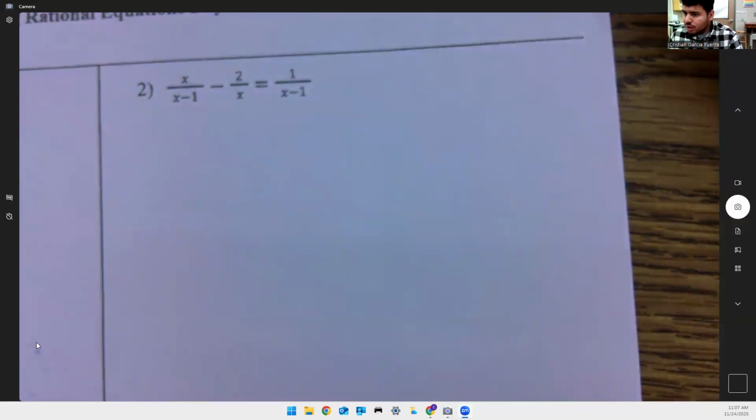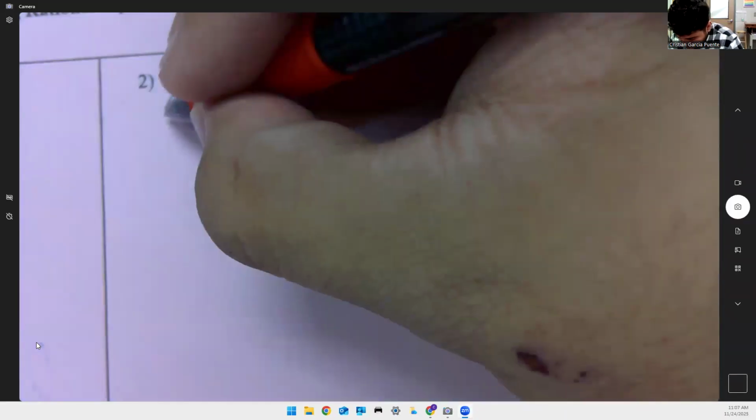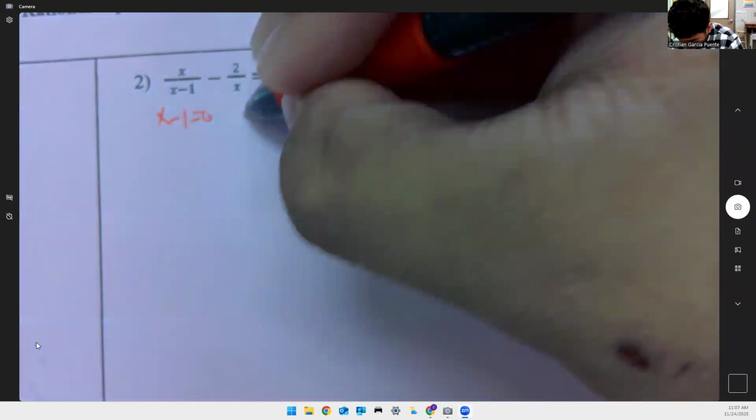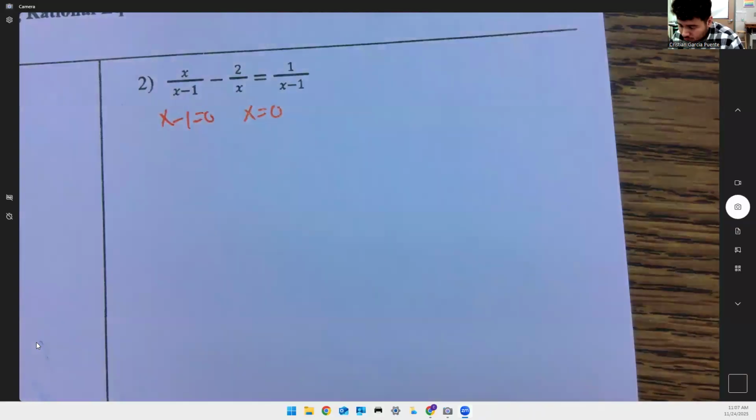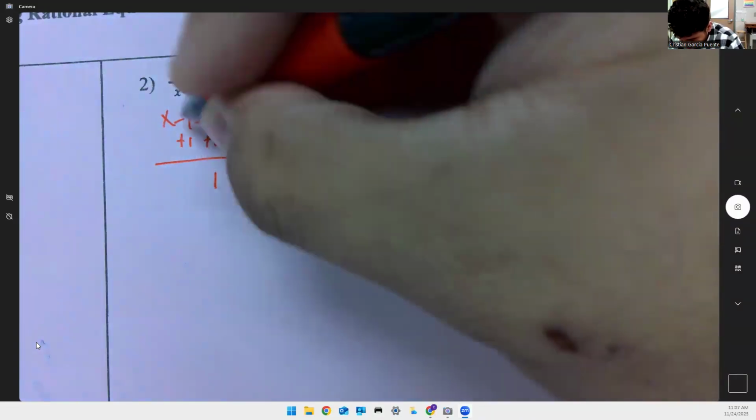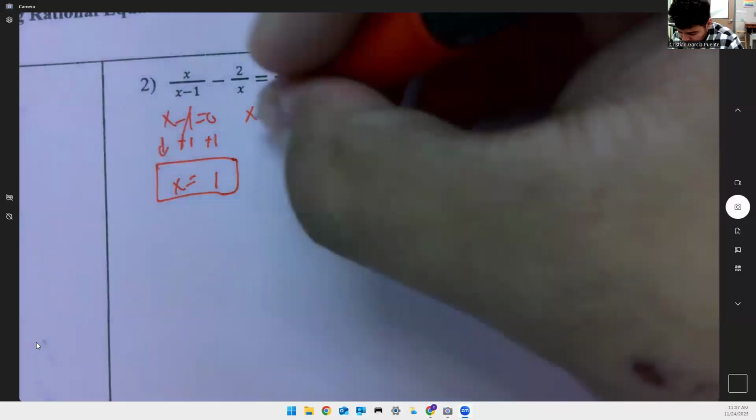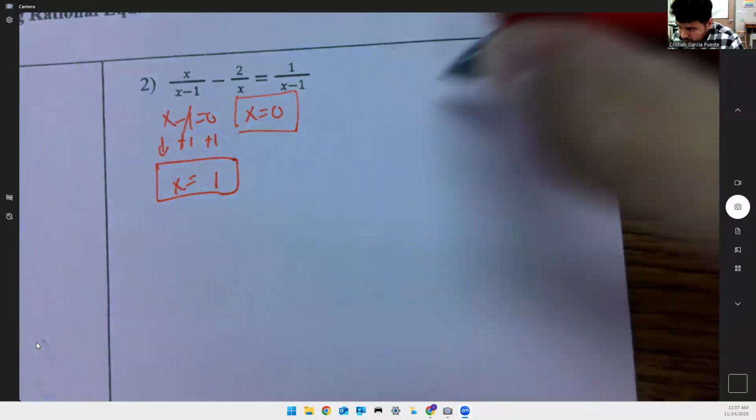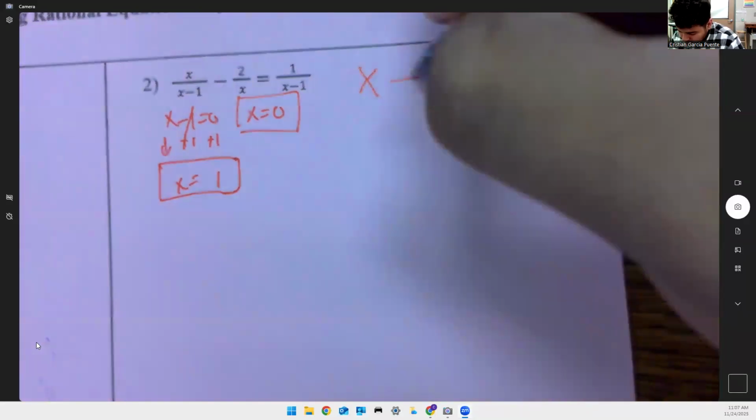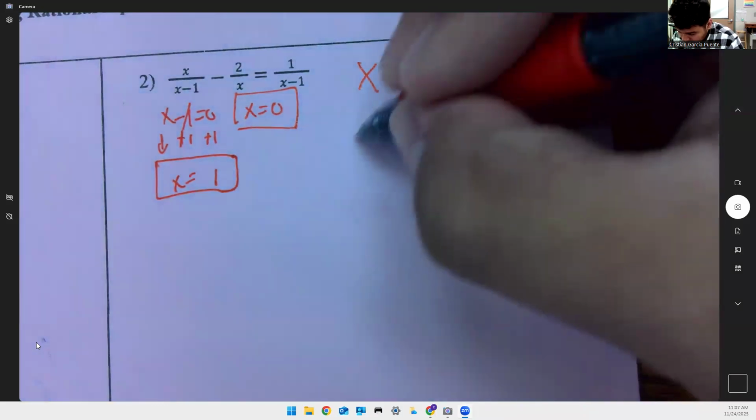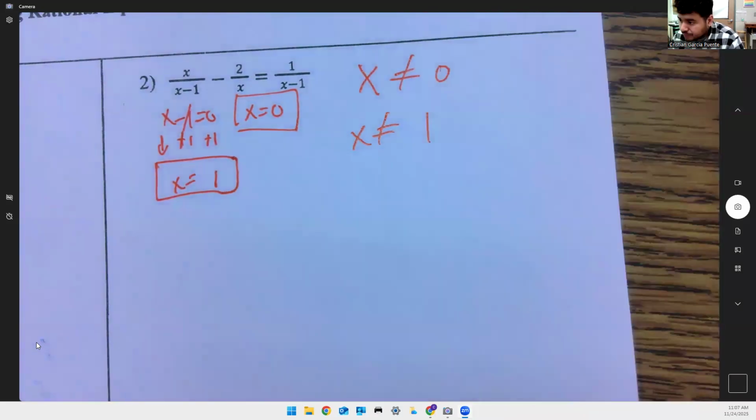So first things first, it doesn't matter which method you're doing, you have to find your excluded values. Over here, make the denominator equal to 0. So x minus 1 is equal to 0. How do you get rid of that negative 1? You add 1 on both sides. 0 plus 1 is just 1, so x is equal to 1. Over here, same thing, it's already x equals 0. So x cannot be 0, and x cannot be 1.